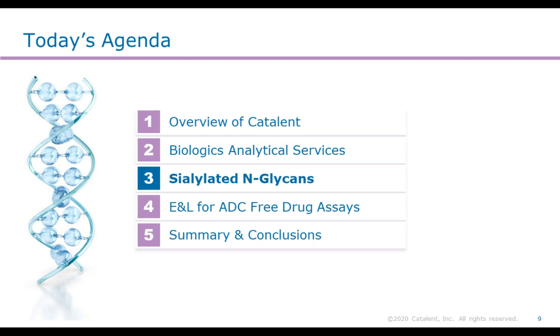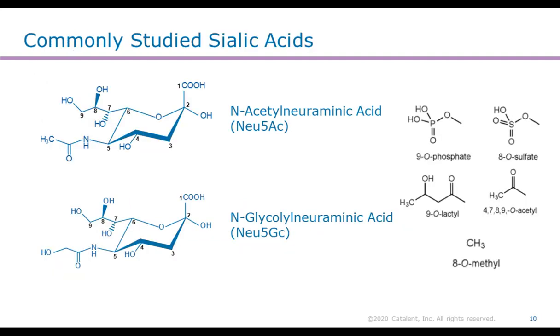I'd now like to move on and talk about some work that we've done in RTP, in our Morrisville site, on the analysis of Sialic and Glycans. So sialic acids are an ancient family of 9-carbon monosaccharides, or non-ulosonic acids, that are found in eubacteria, archaea, and the Deuterostomia superphylum, which includes humans, actually. Here I'm only showing the two most commonly studied sialic acids on this slide, Neu5Ac and Neu5Gc, which are N-acetylneuraminic acid and N-glycolylneuraminic acid.